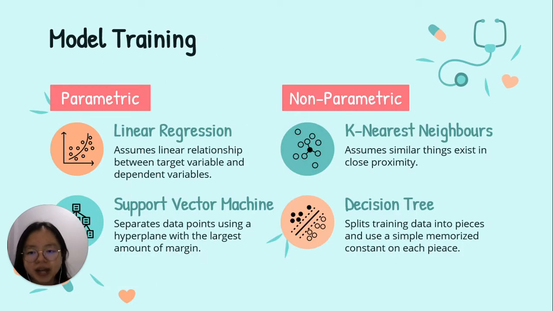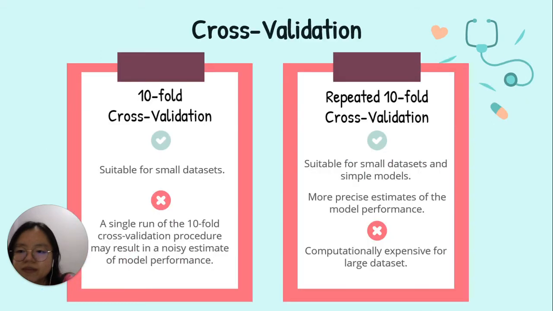During the training stage, 4 different types of machine learning algorithms are used to train the model, namely linear regressions, support vector machines, k-nearest neighbors, and decision trees. These algorithms can be categorized into parametric and non-parametric. We will determine which algorithm is more effective in predicting the most accurate outcomes for our problems.